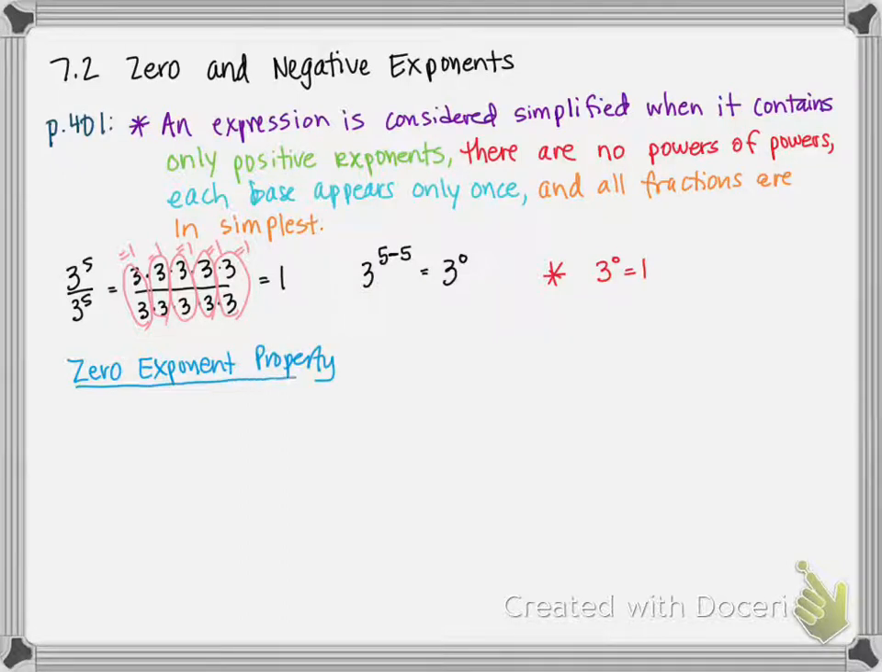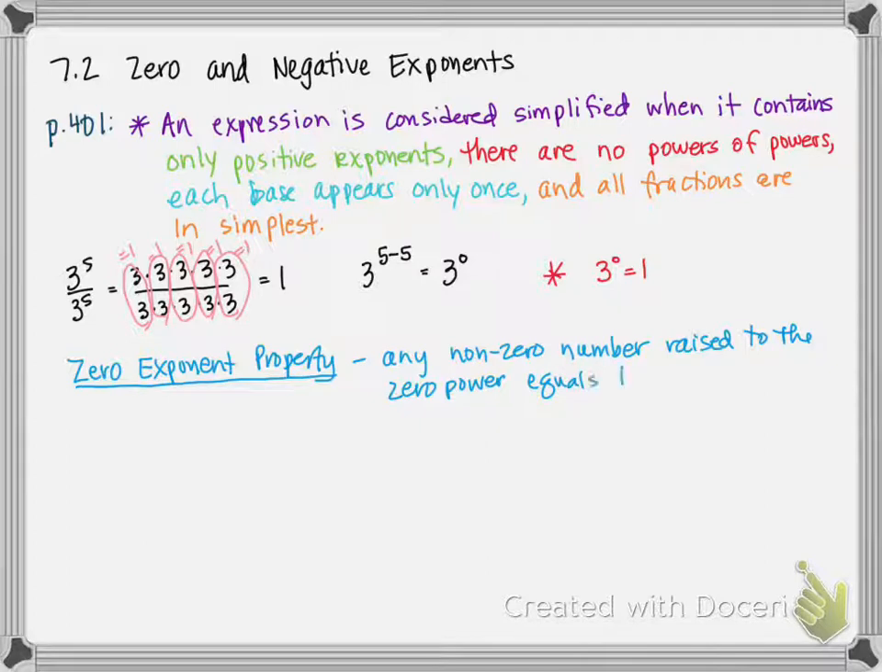Zero exponent property. And it states any non-zero number raised to the zero power equals one. Okay, so the reason why I have to say non-zero number, because if you divide a number by zero, then you're going to get something that you can't do. So algebraically, it looks like this. A to the 0 power equals 1, where A is any non-zero number.